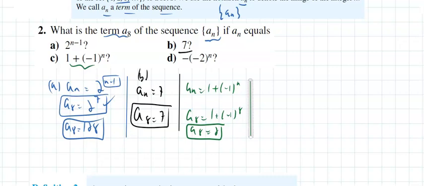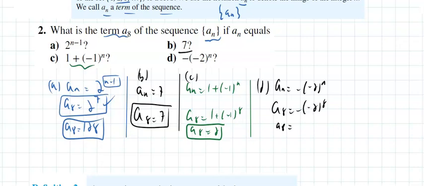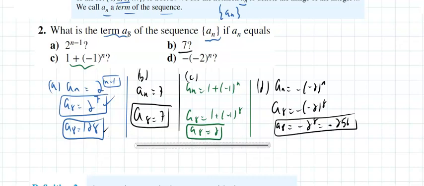And if a sub n in part D is minus negative 2 to the n, then a sub 8 is minus negative 2 to the 8. That's basically negative 2 to the 8, or you could say that's negative 128 times 2, 256. There it is.